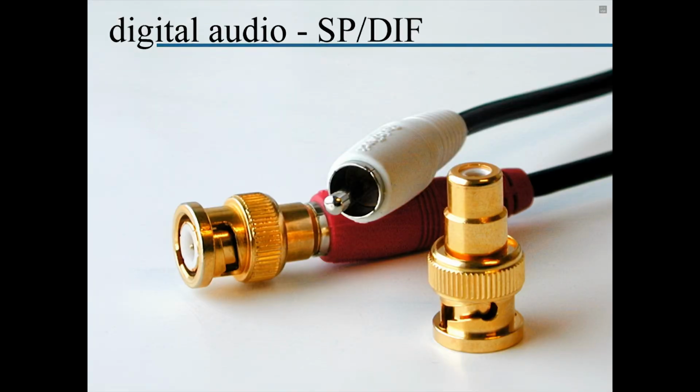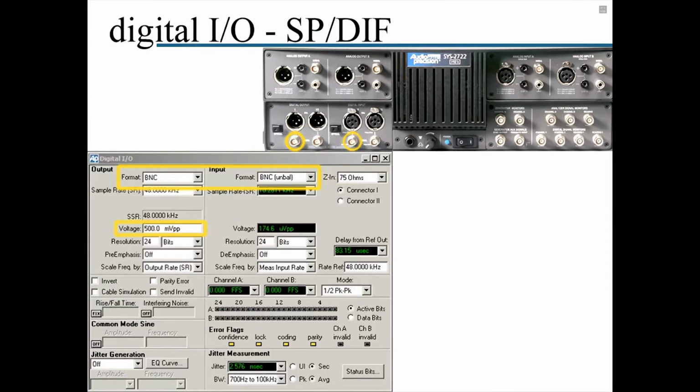SPDIF serial data can be carried over a standard 75 ohm coaxial cable with RCA phono connectors. This configuration is similar to AES-3ID. When using SPDIF in audio precision instruments, connect to the BNC connectors in the digital I/O using RCA to BNC adapters if necessary. Select the BNC output format and the BNC unbalanced input format in the digital I/O panel. Voltage should be 0.5 volts peak to peak.